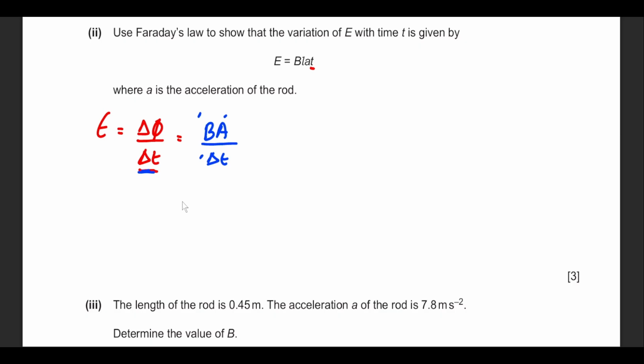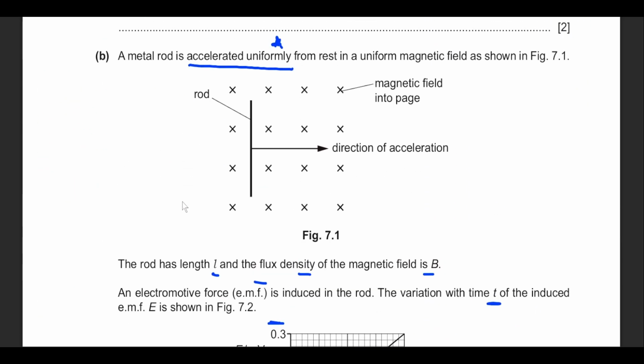Now, let's say this rod is moving through this magnetic field, and in 2 seconds, it sweeps out this area. This cross-sectional area has been swept out by this conductor.